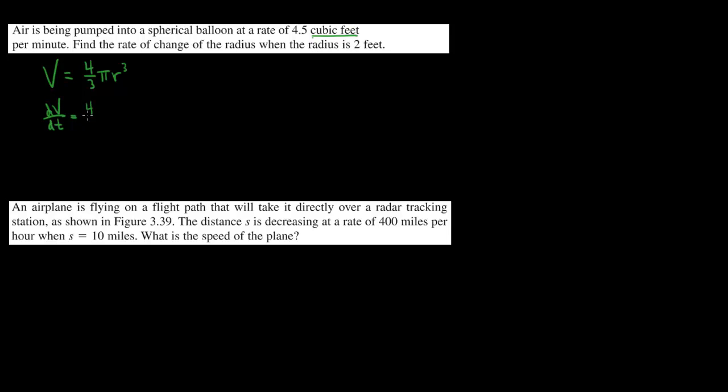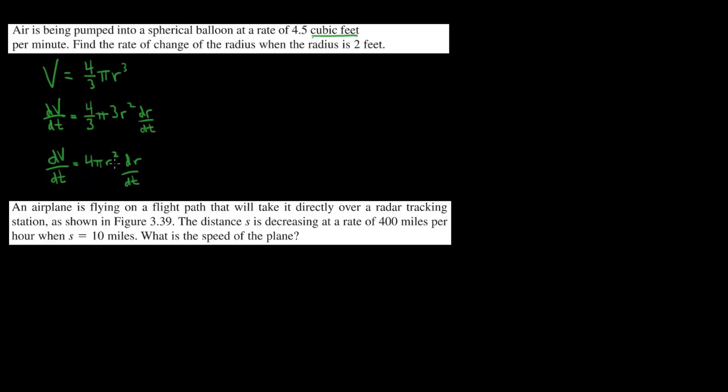Now, here we get 4/3 pi. What's the derivative of r cubed? Well, it's 3r squared, but we have to multiply by dr/dt because we're taking the derivative with respect to t. Now let's do a slight bit of simplification here. We can say that dV/dt equals, the 3's cancel out, leaving us just with 4 pi r squared dr/dt.